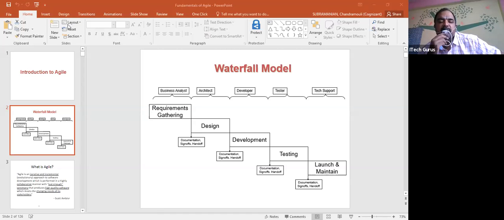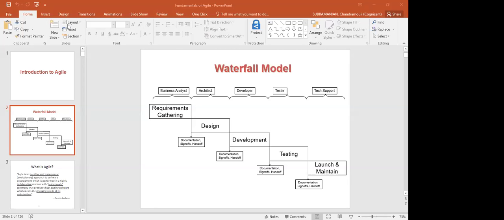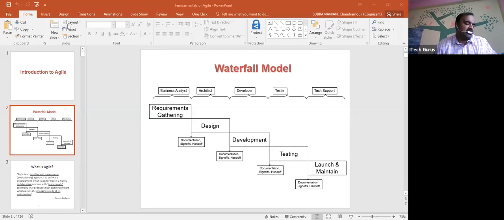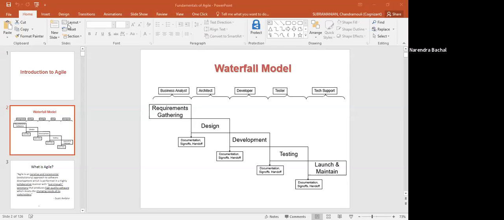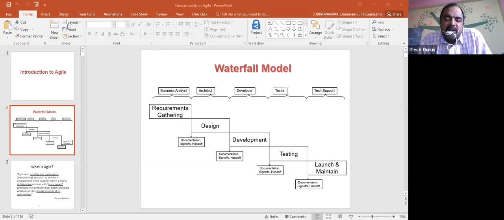Why is it called waterfall? The sequential approach, I think. Yes, step by step, planning, as the water falls. Narendra, go ahead. It's a step-by-step approach where one phase is complete and then only another phase starts. For example, after design is complete, then only development starts. It's not parallel. Exactly, that is what is called waterfall.